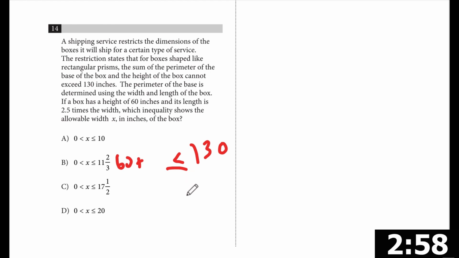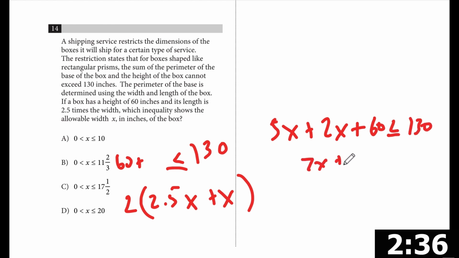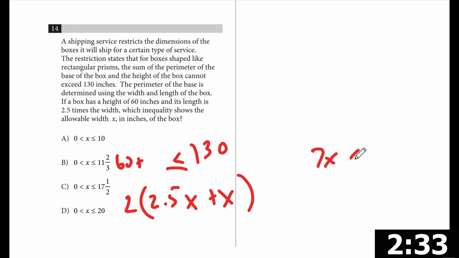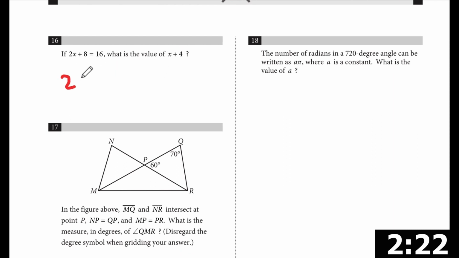So the perimeter of the box would be 2.5x plus x times 2, which is 5x plus 2x. So we have 5x plus 2x plus 60 is less than or equal to 130. 7x is less than or equal to 70, meaning A is our answer. Alright, so if 2 times x plus 4 equals 16, now dividing, I get 8.